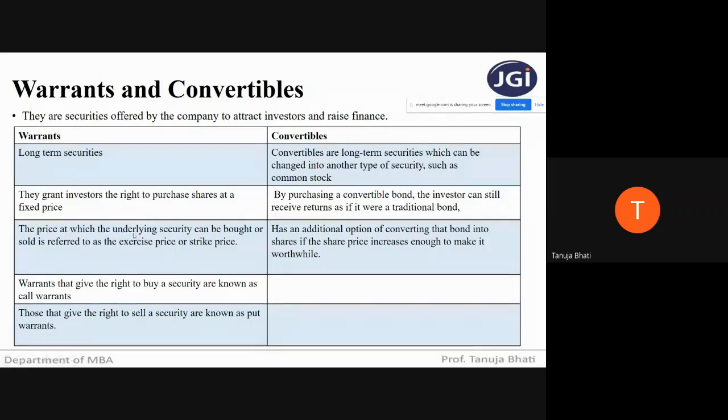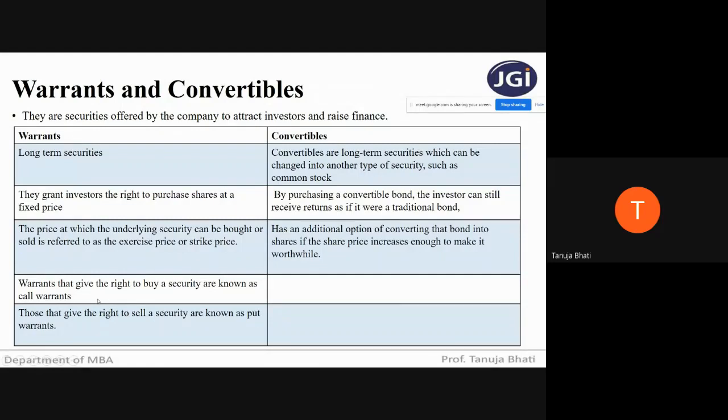The price at which the underlying security can be bought or sold is referred to as the exercise price or strike price. Suppose they want to purchase a particular asset for, say, rupees 1 lakh. That 1 lakh is fixed, and that particular price is called the exercise price or strike price. Warrants that give the right to buy a security are known as call warrants, and those that give the right to sell a security are known as put warrants.